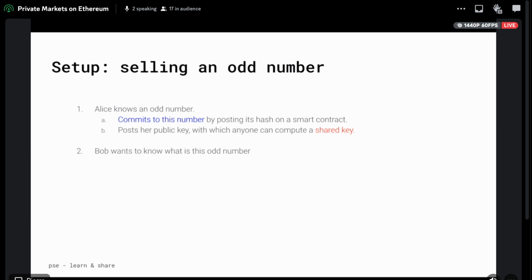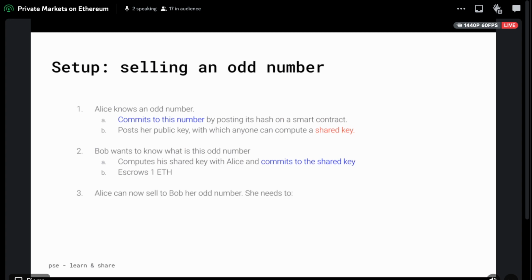So second step, Bob comes along and wants to know what this odd number is. He will compute his shared key with Alice using, again, ECDH, for instance, and he will commit to that shared key. Here it's a mix of the commitment and the encryption, but it's written in blue because Bob commits to a shared key, and Alice will have to prove that she has encrypted her odd number using that committed shared key. Also, he will escrow 1 ETH to pay Alice for this odd number.